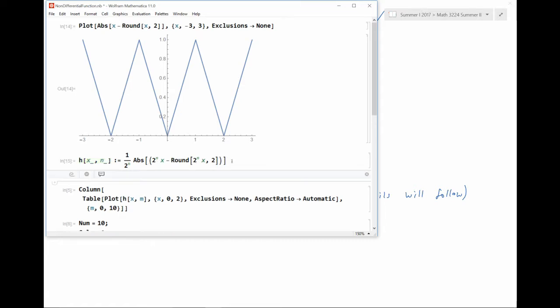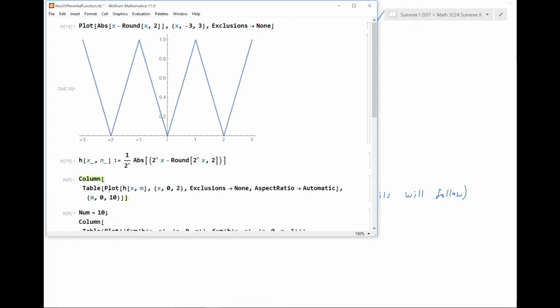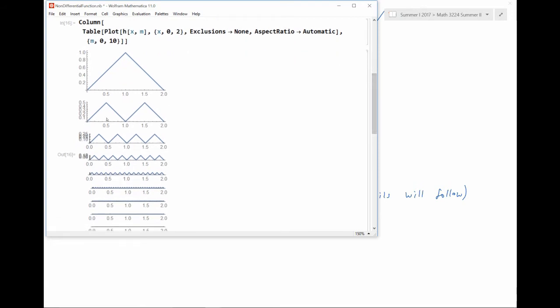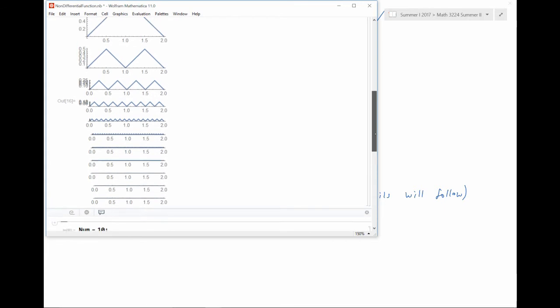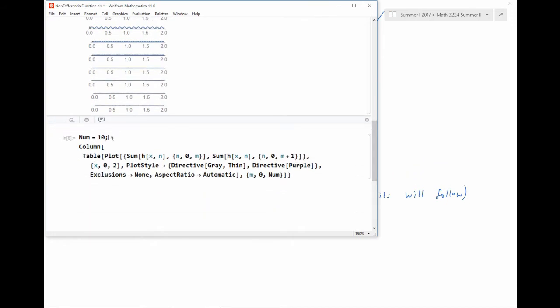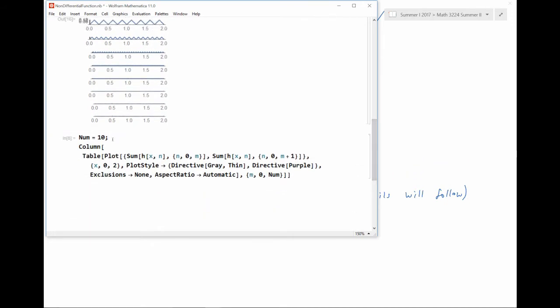So let's define this function, and let's plot a few examples of this function. As you can see, the oscillations are increasing in frequency and the function is being scaled down. The first function goes from 0 to 1, the second function goes from 0 to 1/2, then 0 to 1/4, etc. The oscillations become more and more frequent, yet the amplitude of those oscillations goes down. So now let's look at the summation of these functions together.